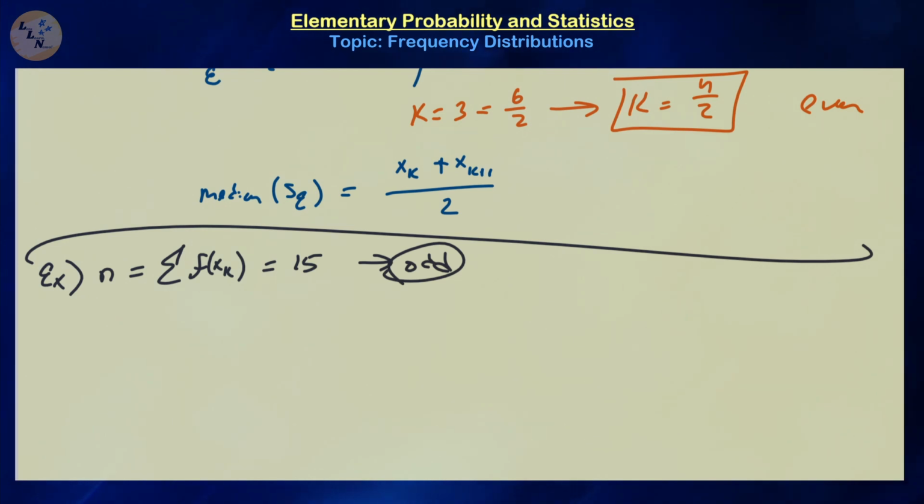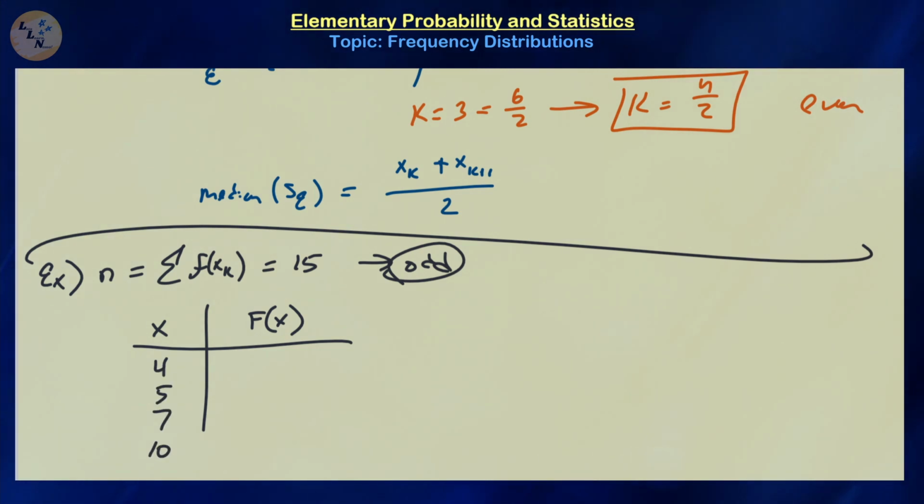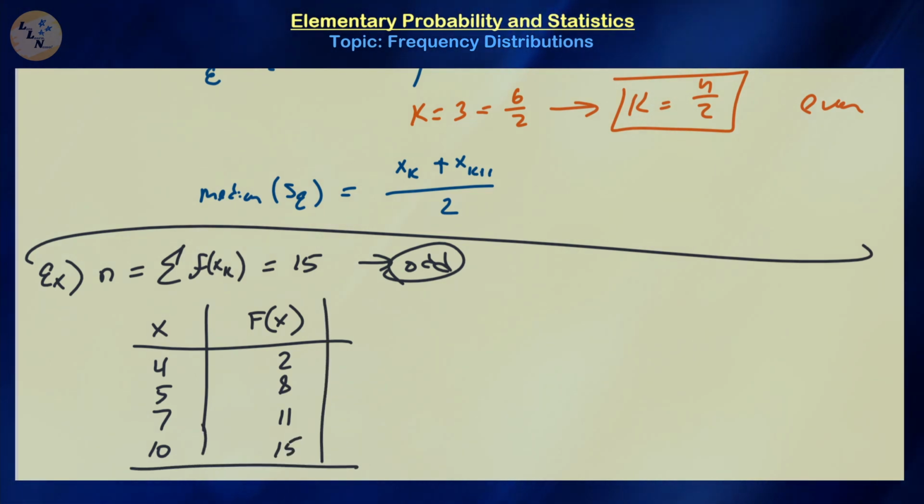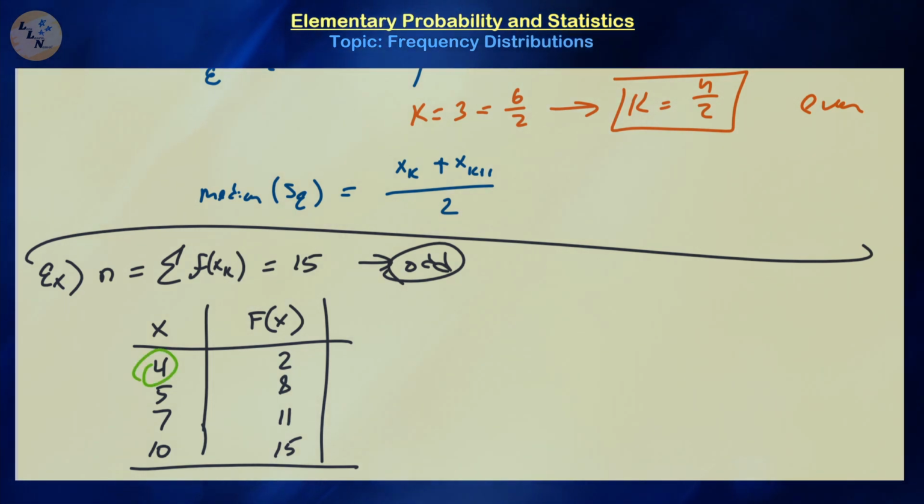So the median of this data set is going to be the direct middle element. Let's again look at the cumulative frequency distribution that we constructed. We have 4, 5, 7, and 10, and 2, 8, 11, and 15. How can we interpret the data set from the cumulative frequency representation? The very first minimal element of this data set is 4, and we have 2 of them. So x1 through x2 are all going to be equal to 4.